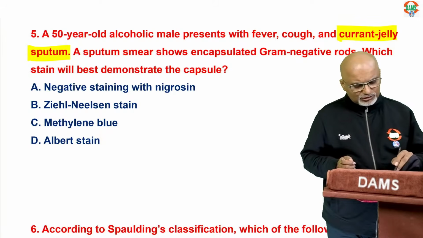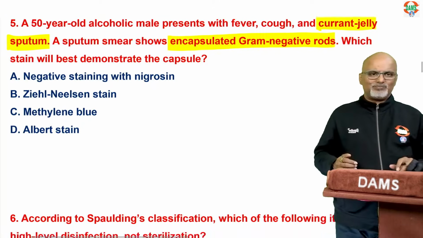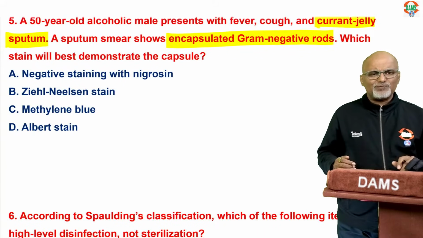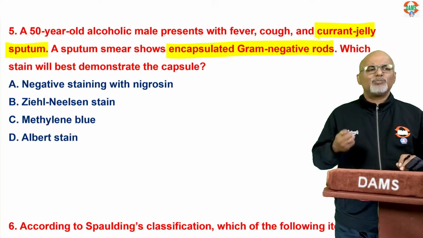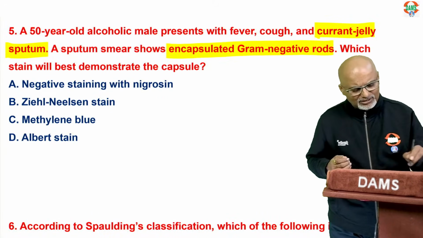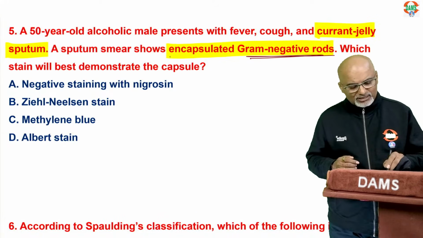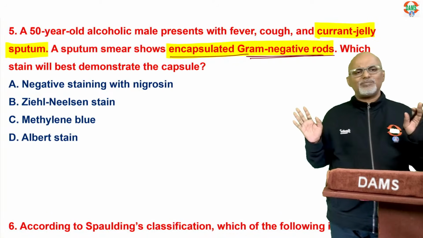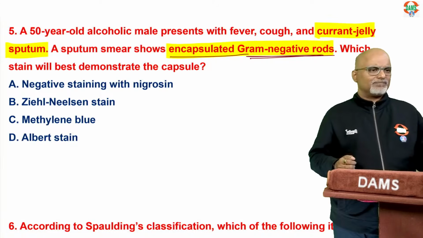Sputum smear shows encapsulated gram-negative rod. Game over. Suppose in a close tough fight, if the red currant jelly is not there, they may put some mucoid colonies, Streptococcus pneumoniae. But gram-negative rod, encapsulated, it is almost confirming. They themselves are confirming it is Klebsiella pneumoniae.